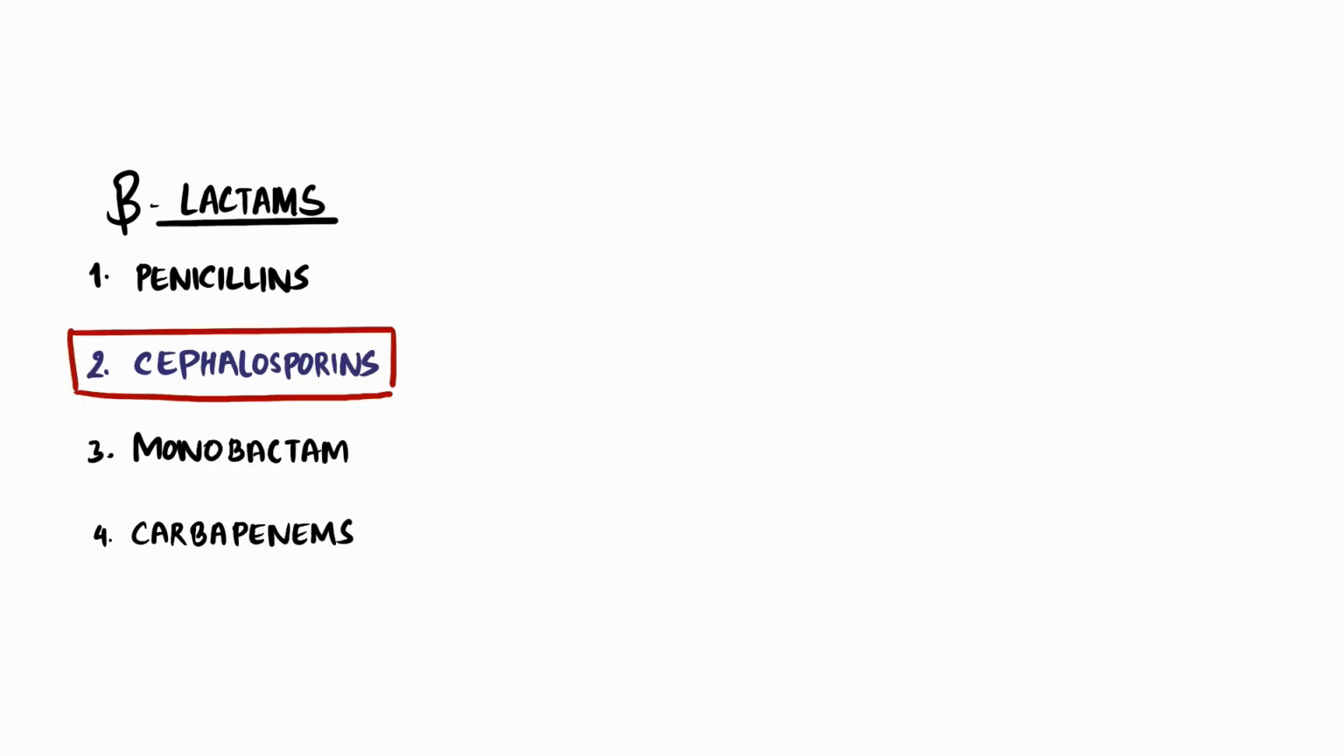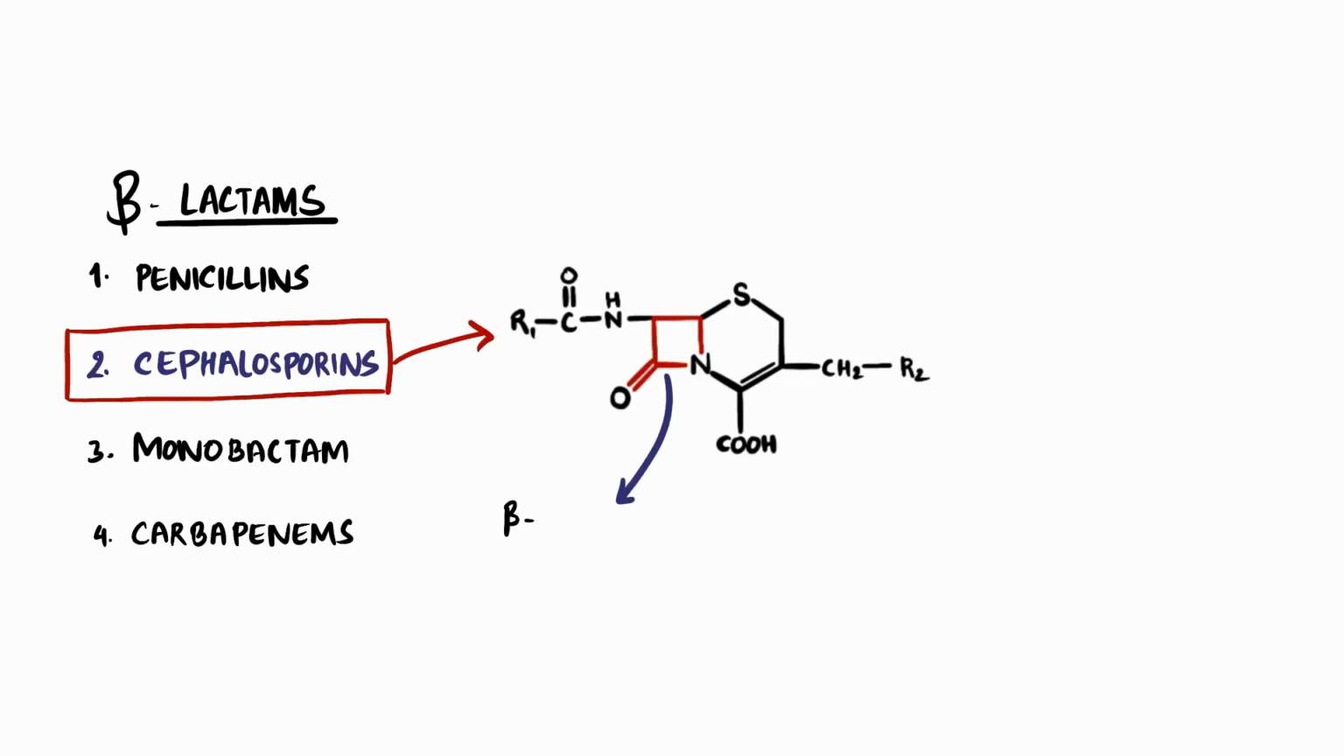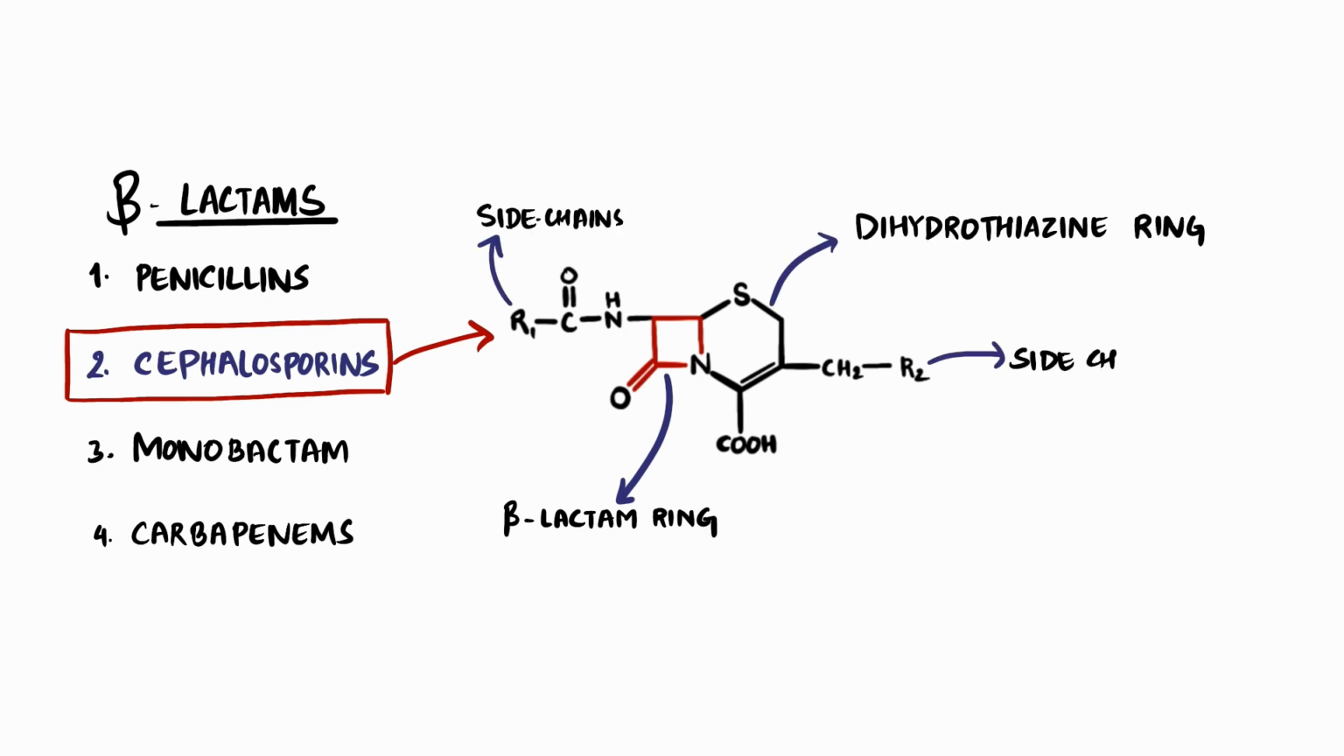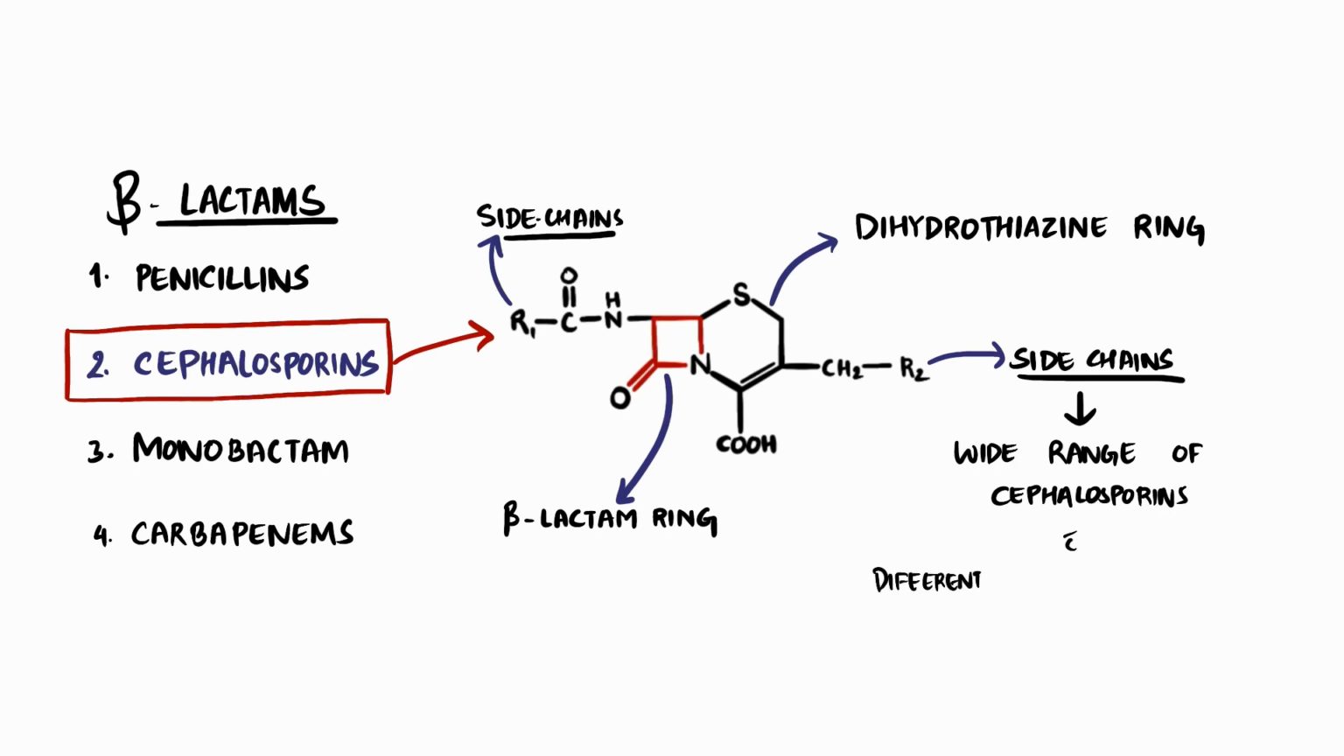Hi, in this video we will be discussing cephalosporins. Cephalosporins are one of the beta-lactam antibiotics. Hence, they consist of a beta-lactam ring that is fused to a dihydrothiazine ring. Plus, there are side chains attached to the beta-lactam ring and the dihydrothiazine ring. By addition of these various side chains, we have been able to produce a wide range of cephalosporins which have different pharmacokinetic and antibacterial activity.